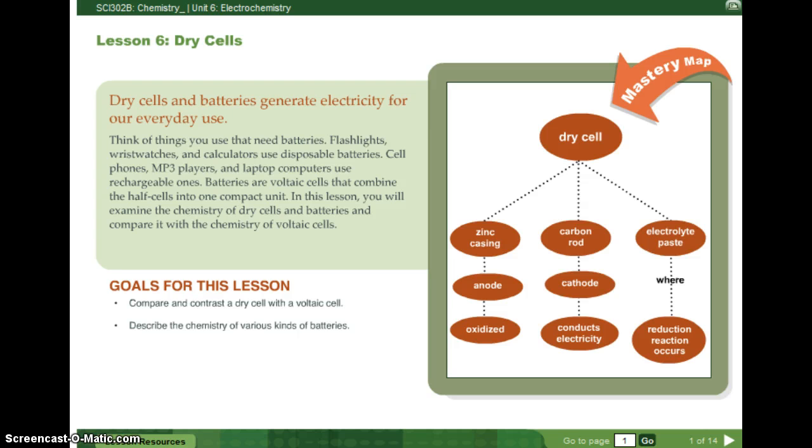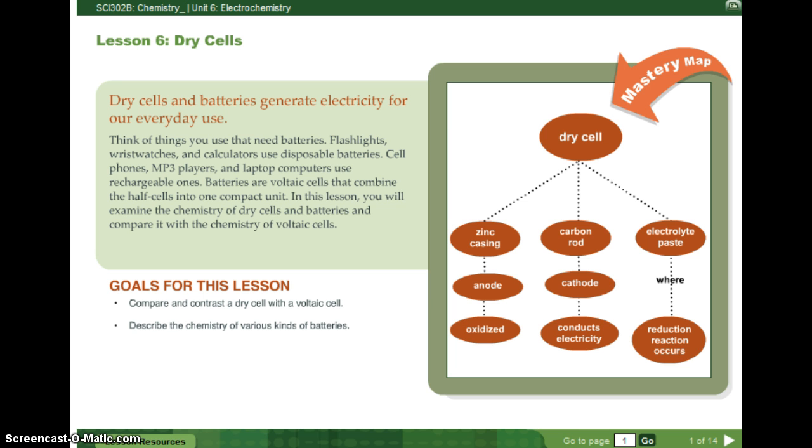Dry cells and batteries generate electricity for our everyday use. Think of things you use that need batteries. Flashlights, wristwatches, and calculators use disposable batteries. Cell phones, MP3 players, and laptop computers use rechargeable ones. Batteries are voltaic cells that combine the half cells into one compact unit.